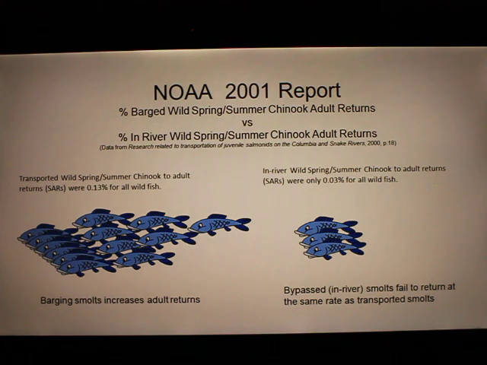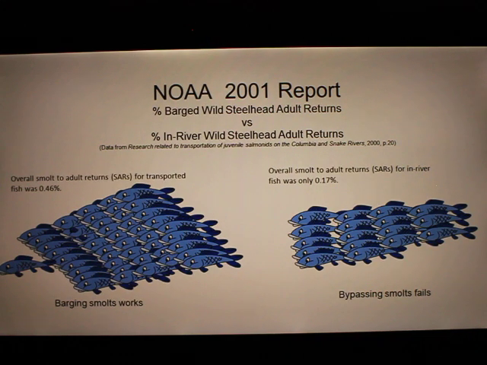Now, this NOAA report is shown here in the visual regarding those statistics. Transport on the left of wild spring-summer Chinook compared to in-river wild spring-summer Chinook on the right. So barge smolts compared to survival of in-river smolt SARs. Not just survival, these are returning to Lower Granite Dam. Then steelhead, in the same report, this is a visual, 0.46% for the SARs of the barged smolts compared to 0.17% of the in-river fish.